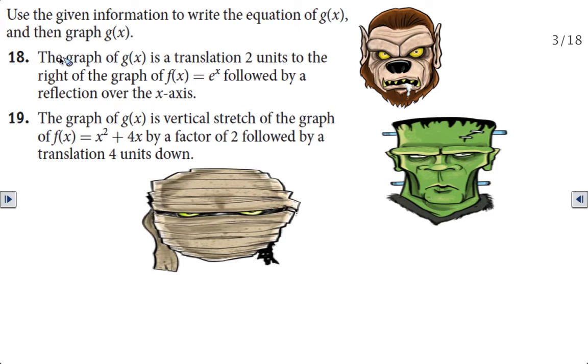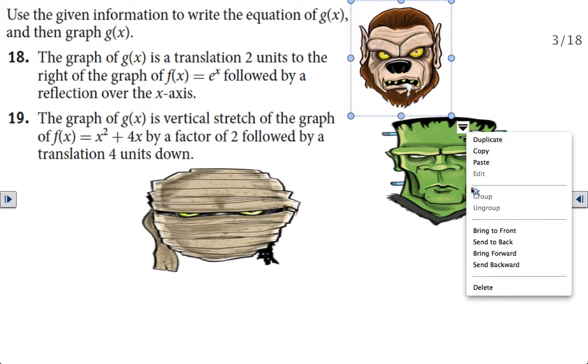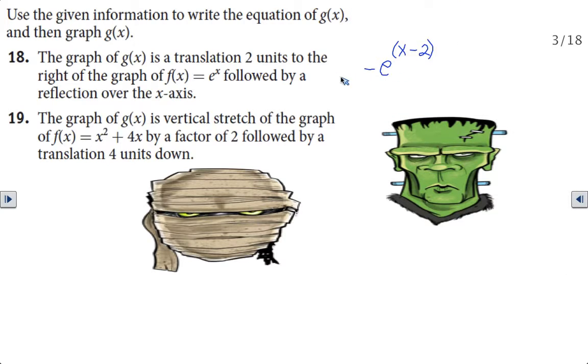On the test, there's going to be a list of transformations and you have to figure out the equation. So for 18, you have the graph of g of x is a translation of 2 units to the right of the graph of f of x equals e raised to the x power followed by a reflection over the x-axis. All right, so this werewolf is hiding the answer to that one. So my equation starts off e raised to the x power. To get it to move to the right, I'm going to do a -2 up here, because remember all your horizontal stuff does the opposite. And then we're reflecting over the x-axis, so the negative is right here.